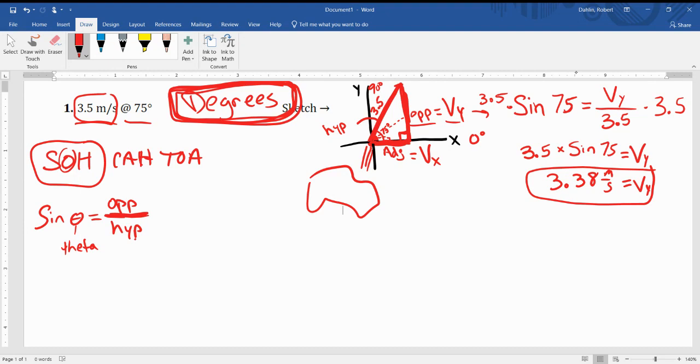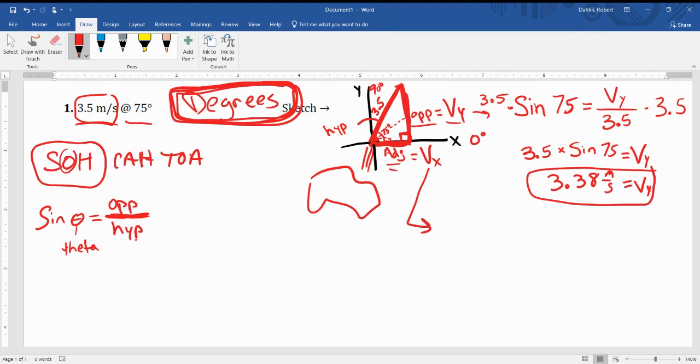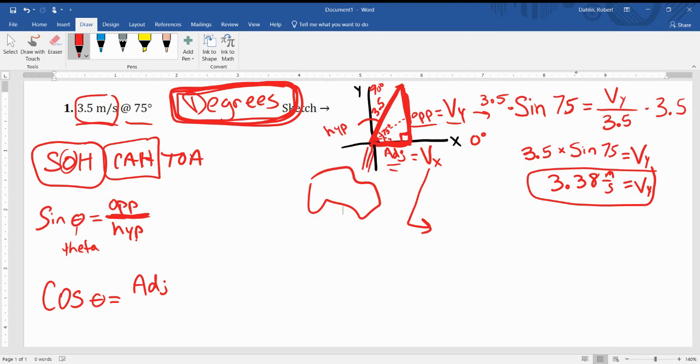Now we do the same thing for Vx, except Vx here is talking about adjacent. So we go back to SOH CAH TOA. What part of SOH CAH TOA is talking about the adjacent side of the triangle? That's the CA. C stands for cosine of our angle, theta, equals the adjacent side, A, divided by H, the hypotenuse. Remember, if you don't remember these equations, they're on your equation sheet.